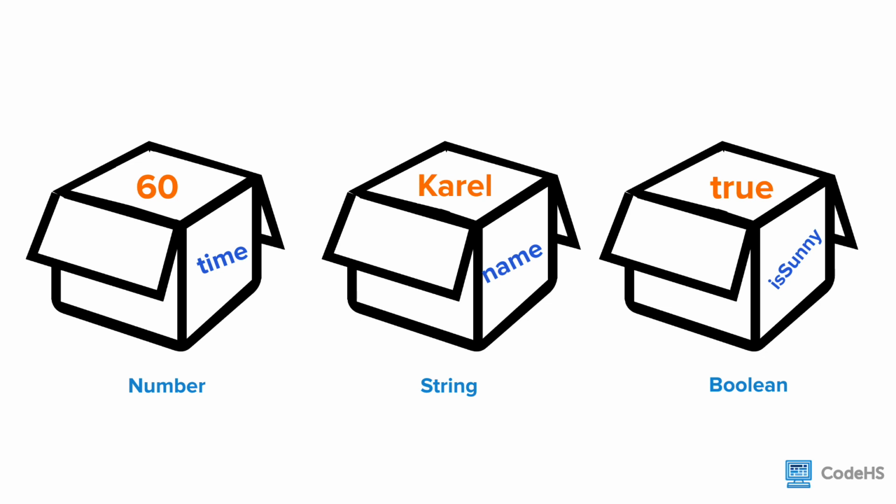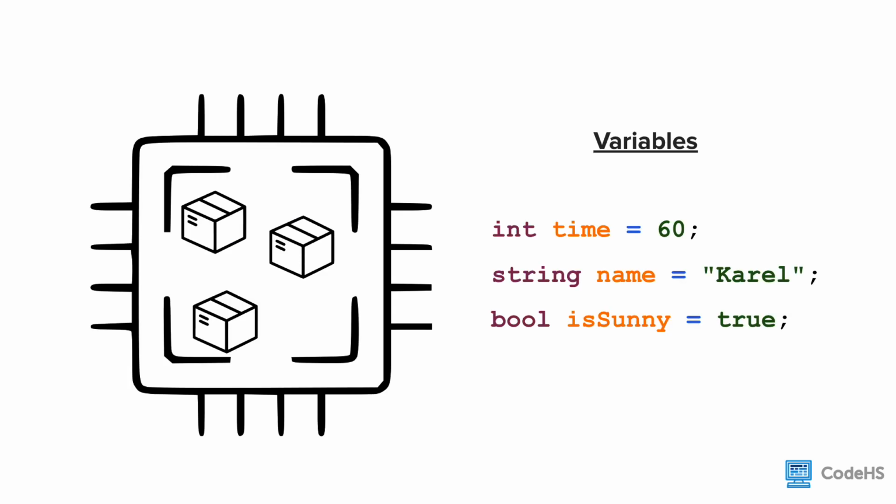You can then store a value in each of these boxes according to its type. Here the time box contains the value of 60. The name box contains the value of Carol, and the sunny box contains the value of true. A computer allows you to store thousands of variables with a variety of information that we can access and change as the program runs.